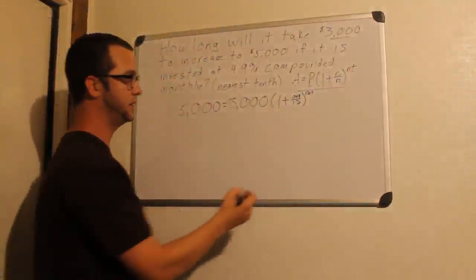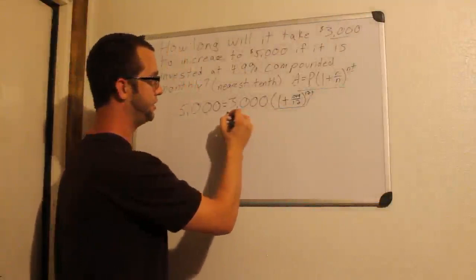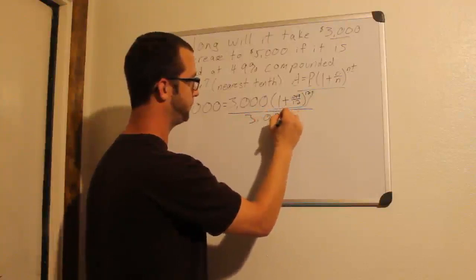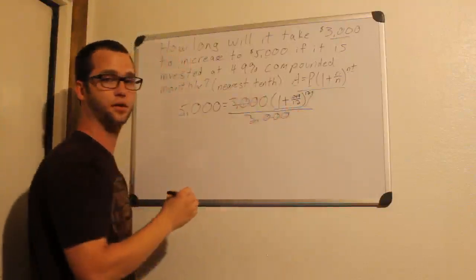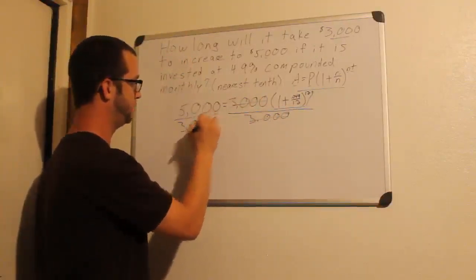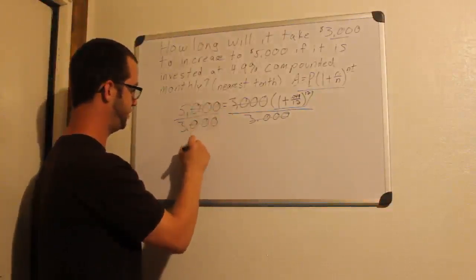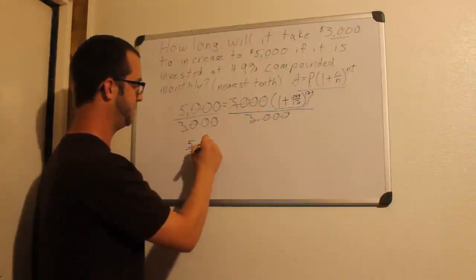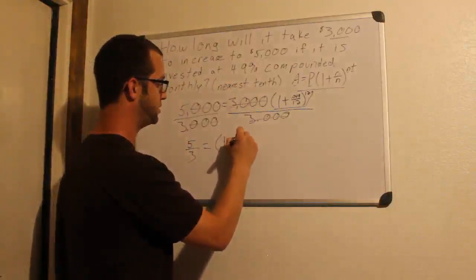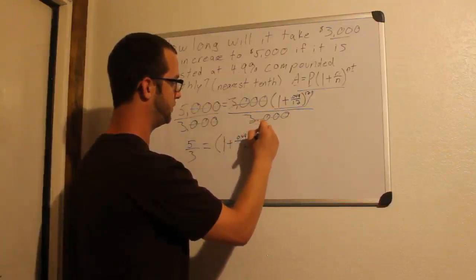Now what we want to do is isolate this part of the equation. And to do that, you're going to divide this whole side by 3,000. That gets rid of the 3,000 on the right hand side of the equation. And what you do to one side, you have to do to the other. So we get 5,000 over 3,000, which can be simplified to 5 over 3. And now we're left with 5 over 3 equals 1 plus 0.049 over 12 to the 12th T power.